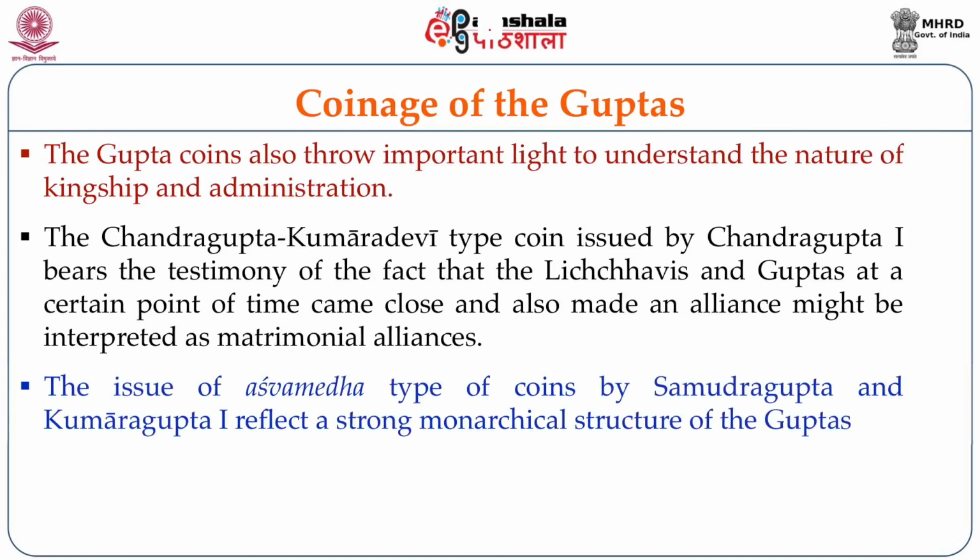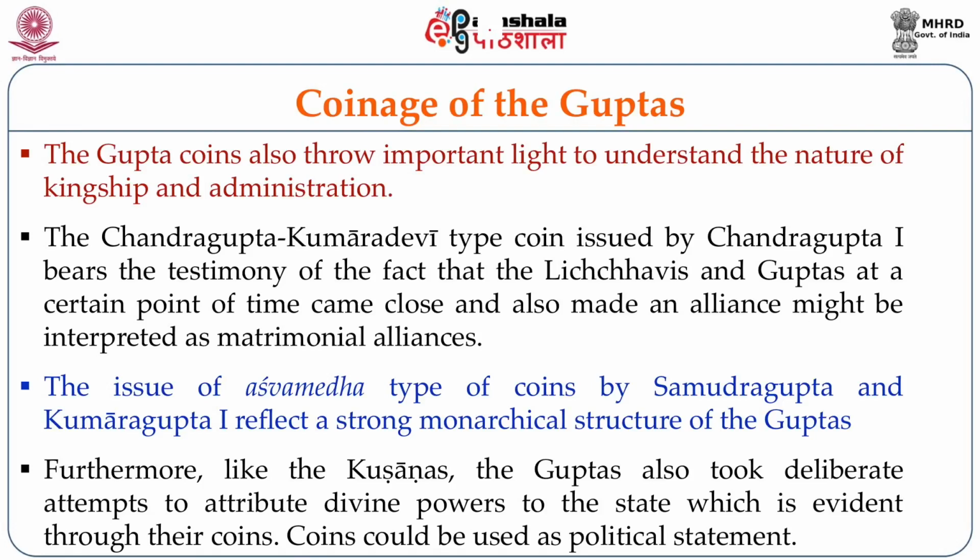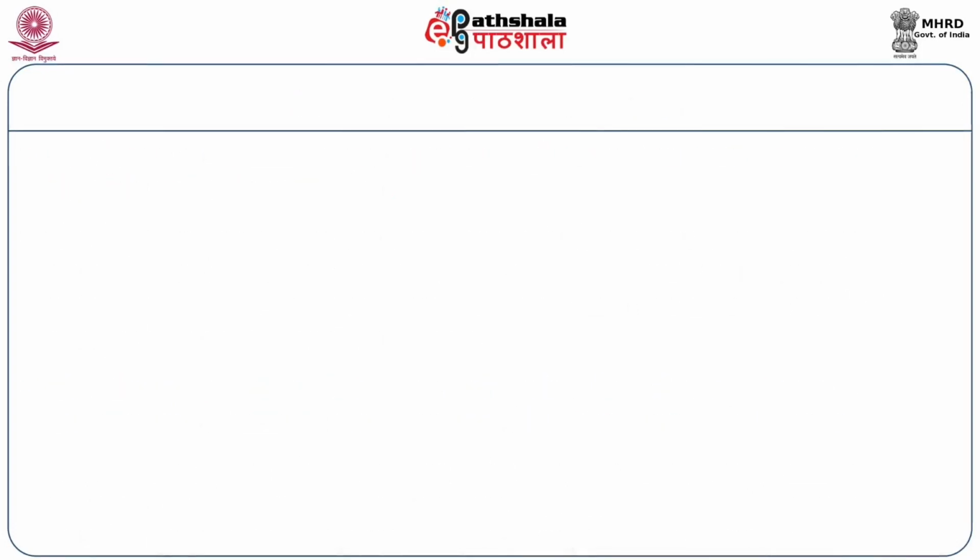The issue of the Ashwamedha type of coins, which I have already mentioned, is very important, and following Samudragupta, it was Kumaragupta I who also issued the Ashwamedha type of coin, and this reflects a strong monarchical structure of the Guptas. Furthermore, like the Kushanas, the Guptas also took deliberate attempts to attribute divine power to the state, which is evident from the coins. So coins could be used as a political statement, and this is highly understood from the Kushana coins also.